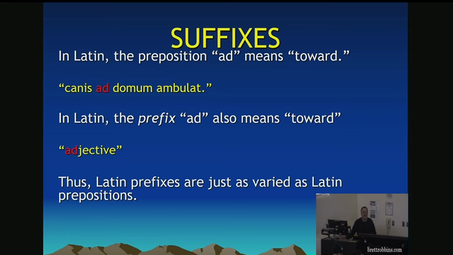Adjective, all you're doing there is putting that preposition at the beginning of a word. You're attaching it to the root of that word, which is iacio or iect, like we talked about, the throw. And that's why an adjective is a word that is thrown toward another word. Okay, so it's a quality word. So you say the happy dog, and happy would be the adjective because it's thrown toward dog.